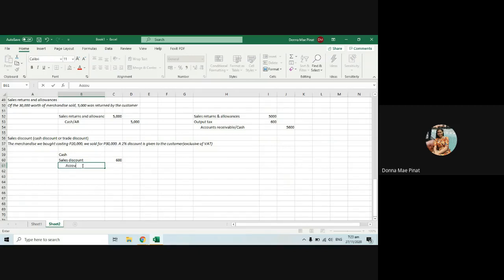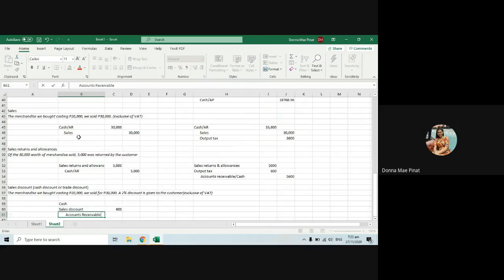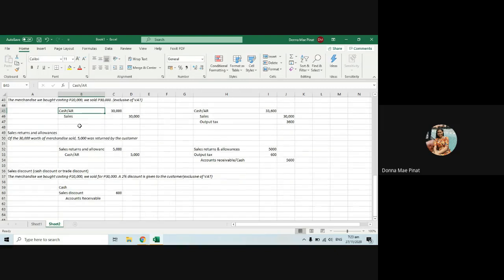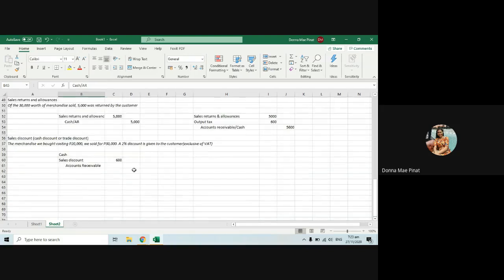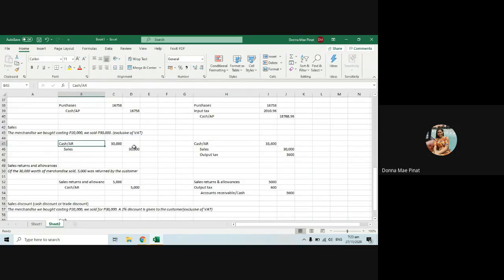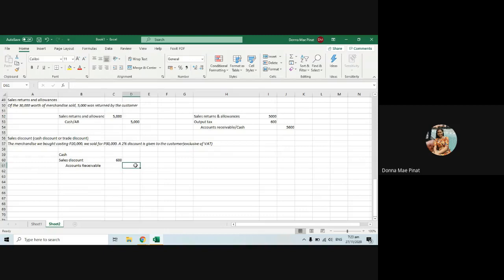Dayon, sample. Accounts receivable ang atong term. Gipautang man siya, so atong accounts receivable supposedly is 30,000. Pero nakuan man siya discount na 600. Pila na lang? 29,400.